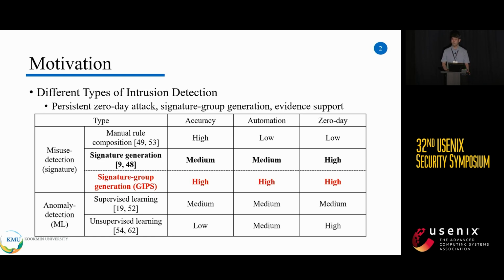There are four types of intrusion detection: manual comparison, signature generation, ML-based supervised, and unsupervised learning. We observe that none of them can satisfy high accuracy, automation, and zero-day attack mitigation at the same time. This motivates us to study GIFs that can generate signature groups automatically to mitigate a special type of zero-day attack with high accuracy. Because GIF provides signature groups, evidence is also provided to security practitioners. This is a practical usage, while ML-based approaches just detect attacks as a black box model.